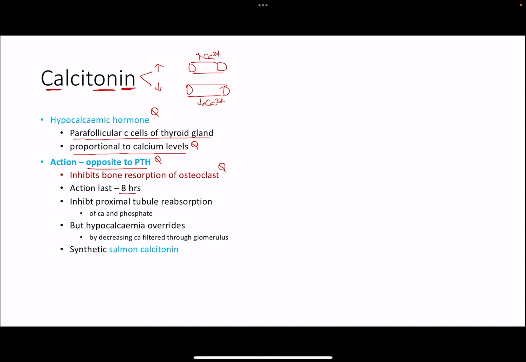The action lasts for 8 hours, and it also has additional actions, such as inhibiting the proximal tubular reabsorption of calcium as well as phosphate. Please remember, in hypocalcemia, the condition can override the calcitonin effect by decreasing the calcium filtered through the glomerulus. Thereby there won't be much calcium available to be inhibited for reabsorption. Calcitonin is available synthetically in the form of synthetic salmon calcitonin.